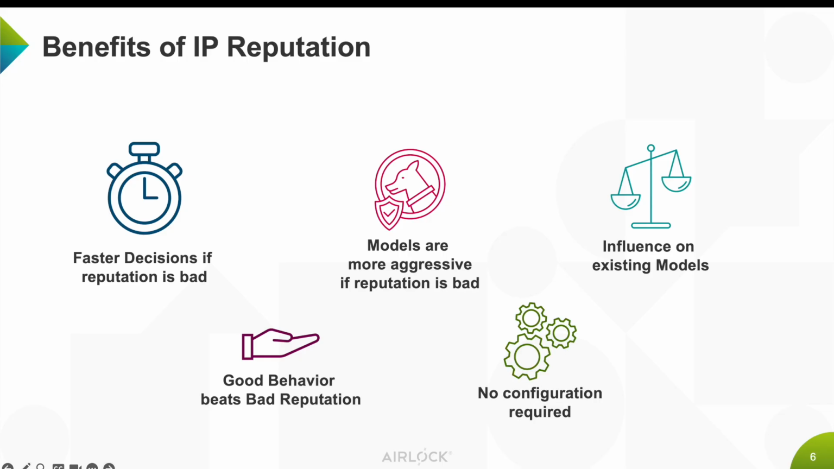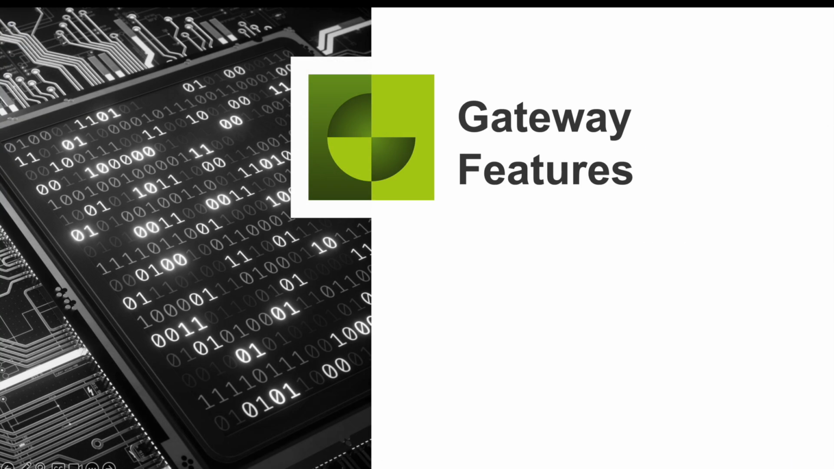Last but not least, and maybe the best information of them all, no configuration is required. This feature is strictly under the hood. It just applies as soon as you deploy Gateway 8.5. Your Anomaly Shield will profit from the IP reputation memory, and it will be much more effective for it. So that was it from my side. Thank you very much. And I'll be handing over to Stefan now, and he's going to talk about gateway features.